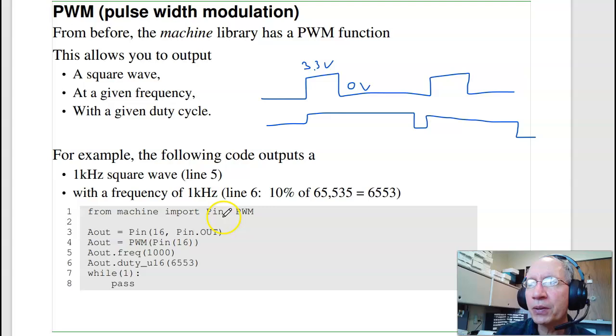Use the following code. I will output a pulse width PWM signal on pin 16. Well, pin 16's output is a PWM signal. The frequency is 1000 hertz. And here's the duty cycle. It is 10% of 65,000. With a 10% duty cycle, the voltage I should read is 10% of 3.3 volts.